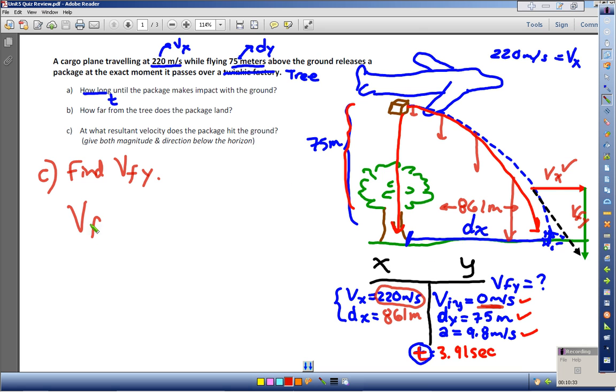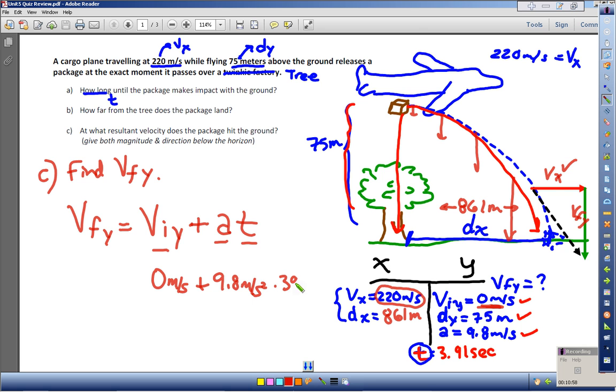So, to find the final velocity in the y direction, I find an equation on the back of my reference table that looks like this. And I look: do I know the initial velocity? Do I know the acceleration? Do I know the total time? I do. It's now as simple as just plugging in those values. So 0 meters per second plus 9.8 meters per second squared times the time, which is 3.91 seconds. And I get a final velocity in the y direction of 38.3 meters per second. Okay.